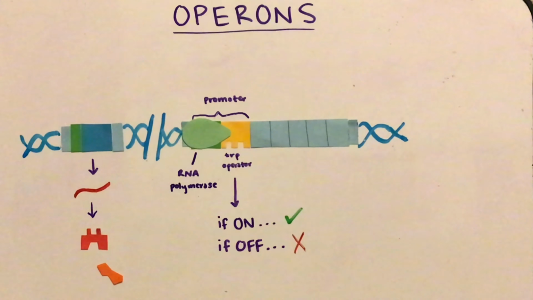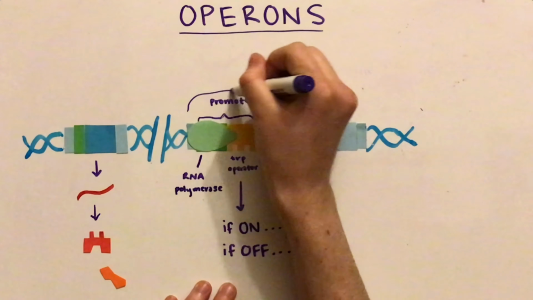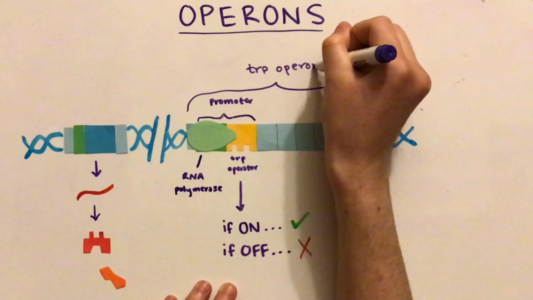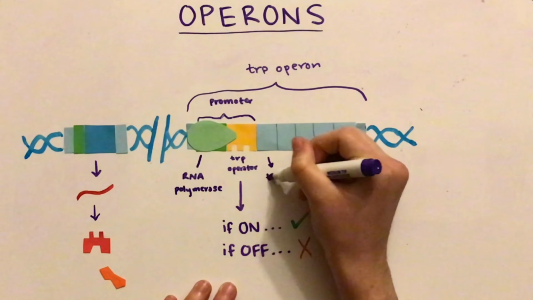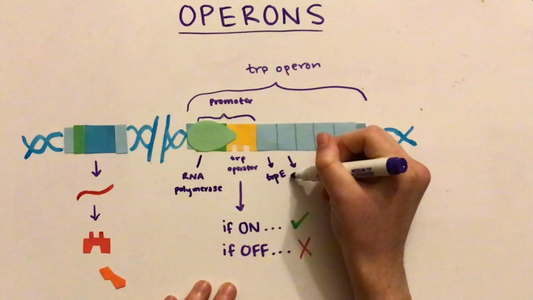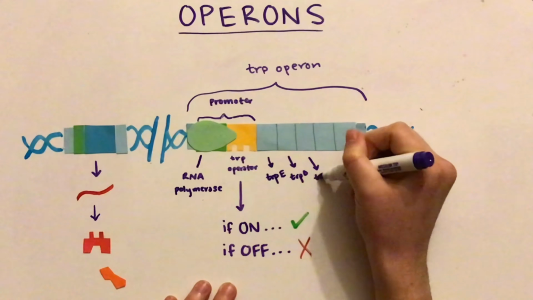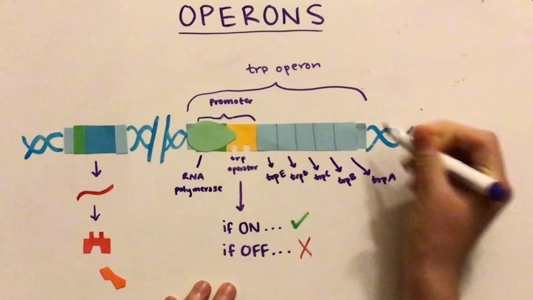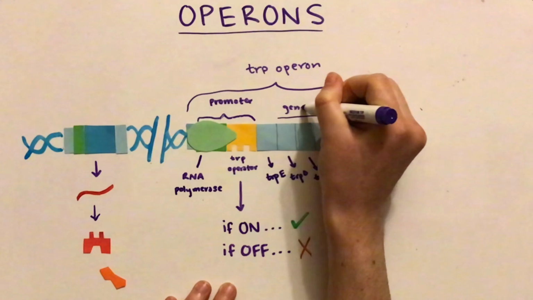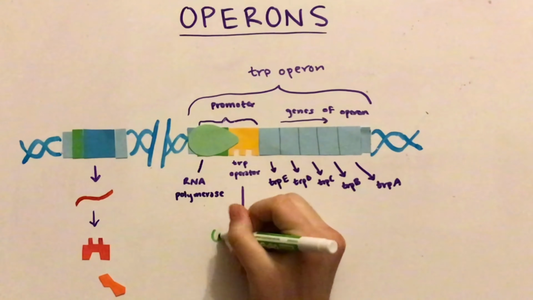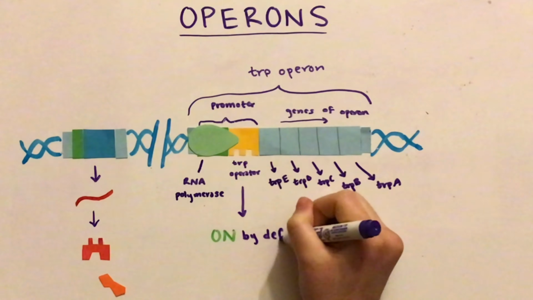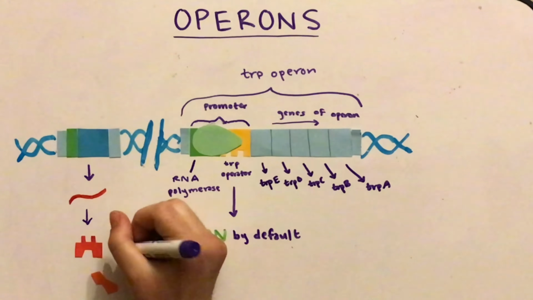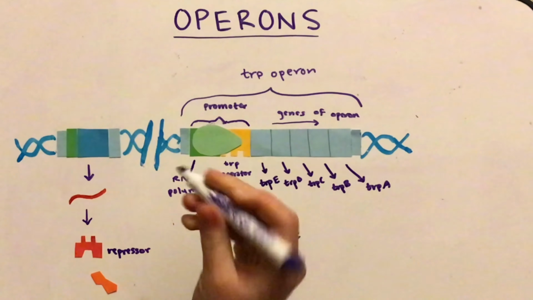The operon itself is the entire stretch of DNA that includes the operator, the promoter, and the genes that they control. For the sake of this video, we're going to label this operon as the TRP operon, which includes the following genes, each of which encode the three enzymes responsible for tryptophan synthesis. By default, the TRP operon is on, which means that there is no tryptophan present in the cell's environment, which in turn causes the transcription of the genes required for tryptophan synthesis.